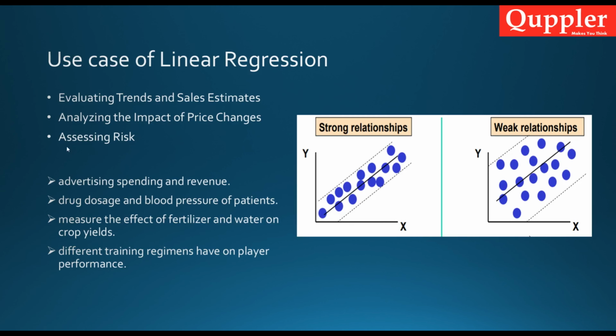Like the drug dose which anyone is taking would have a direct impact on the blood pressure of the patient. Similarly, the amount of fertilizer and water we add to the soil would be directly related to the crop yield, and likewise the effect different training regimens have on player performance.